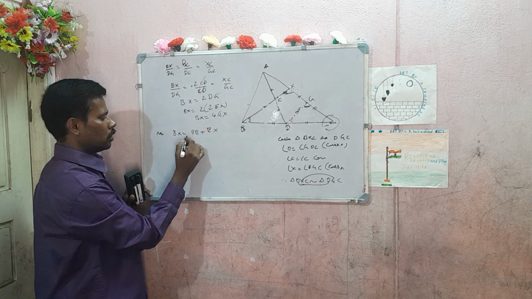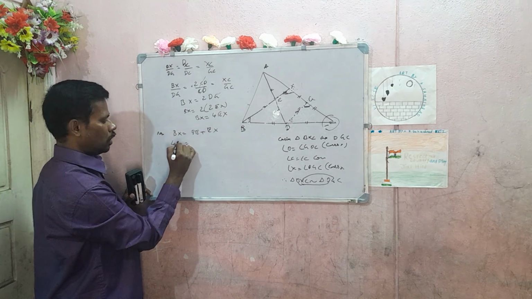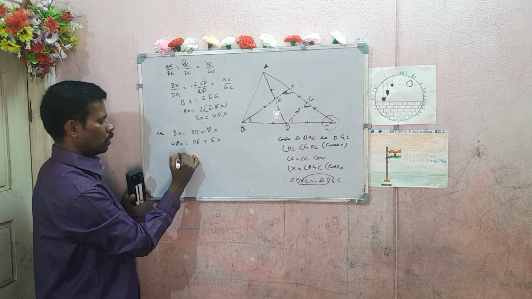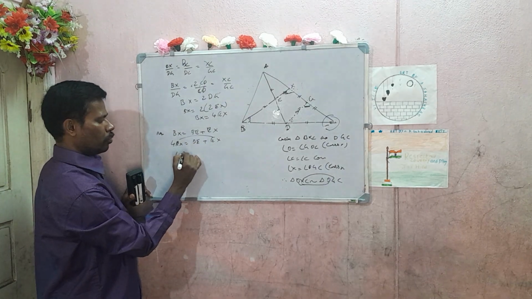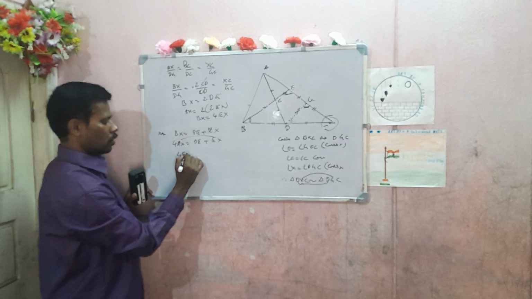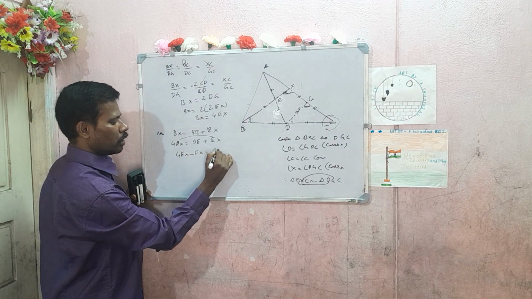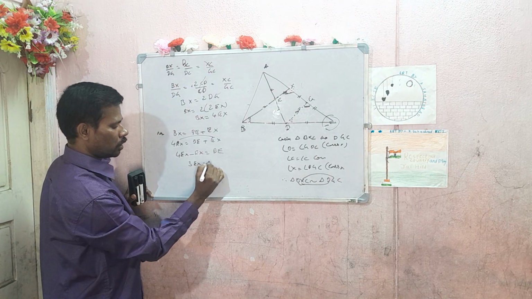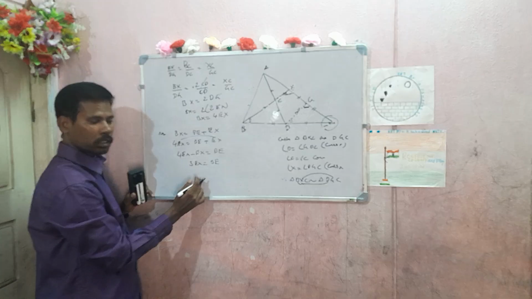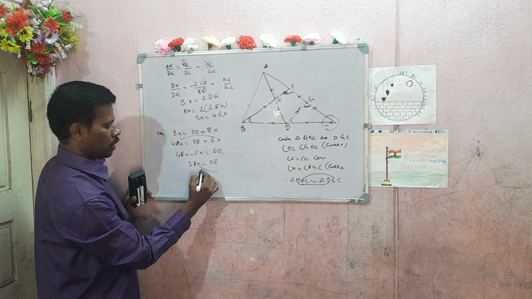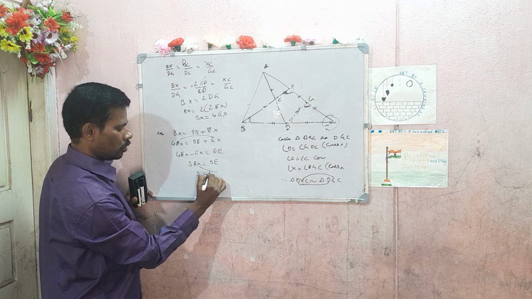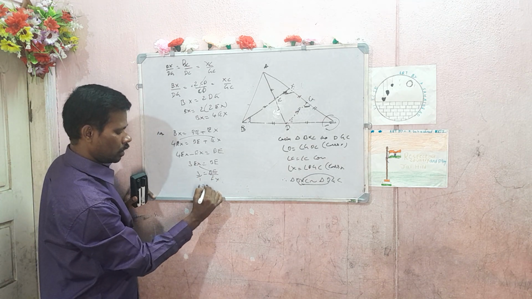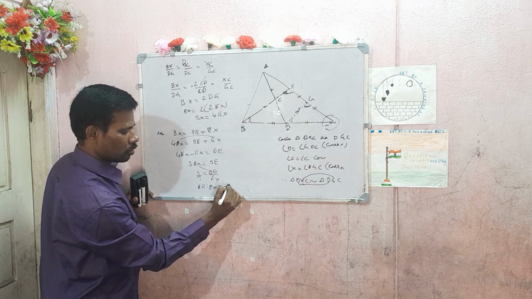What is BX length? 4 times EX, BX right as it is plus EX. Bring this to this side: 4EX minus EX is equal to BX. 4EX minus 3EX, 3EX is equal to BX. Next, bring this to here: 3 by 1 is equal to BX by EX. So this is nothing but BX is to EX is equal to 3 is to 1.